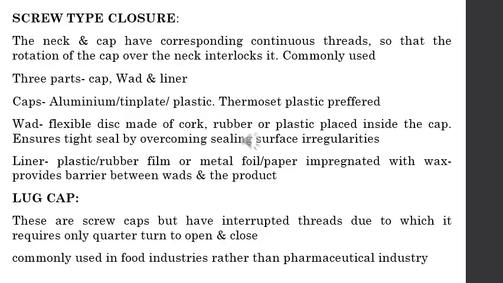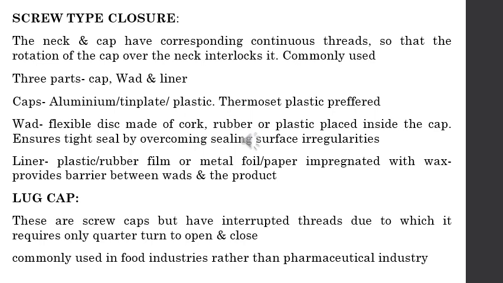Next type of closure is the screw type closure. Now this we use in our glass bottles. So the neck and the cap have continuous threads, so that the rotation of the cap over the neck will interlock and close the bottle or the container properly. So these are the commonly used closures, screw type closures.